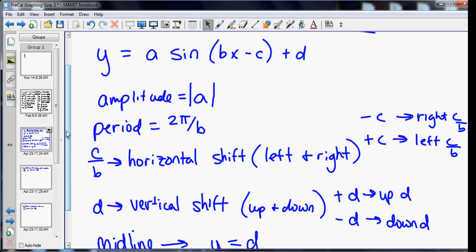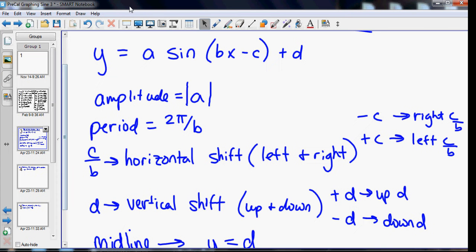That's when we're moving up or down. It's very straightforward. Plus D means we're moving up D units. Minus D means we're moving down D units. So the vertical shift is about as straightforward as it can be.